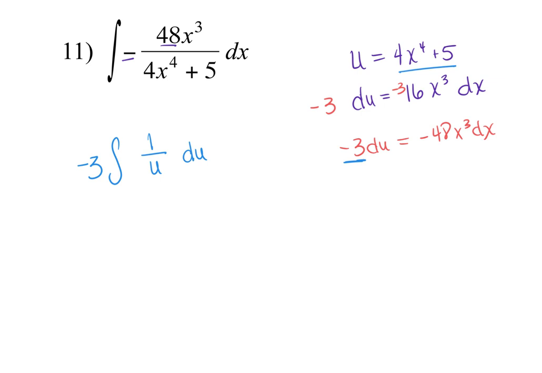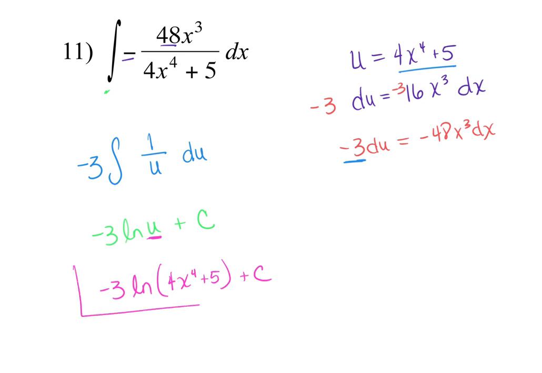And now I have a really easy antiderivative to do. 1 over u is just natural log when I do the antiderivative. So I have a negative 3, the natural log of that u, and then remember, because there are no upper and lower bounds, I have to do a plus c. And then at the very end, just go back and plug your u in. Negative 3 natural log of my u, and then plus c. And I'm done. That's the end of that.